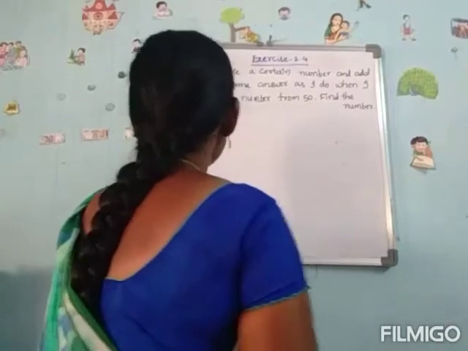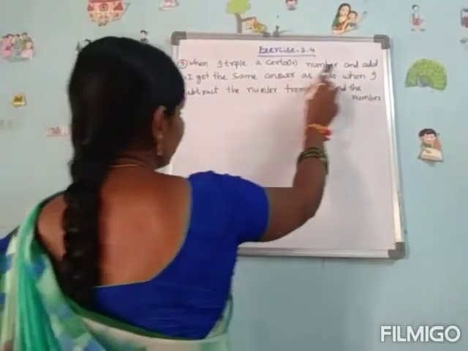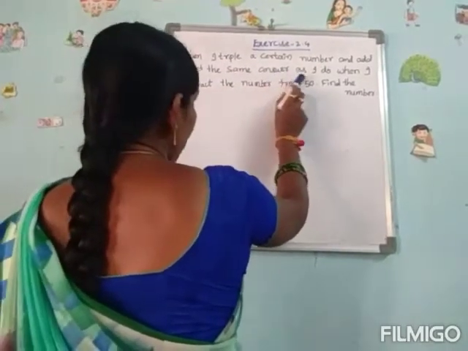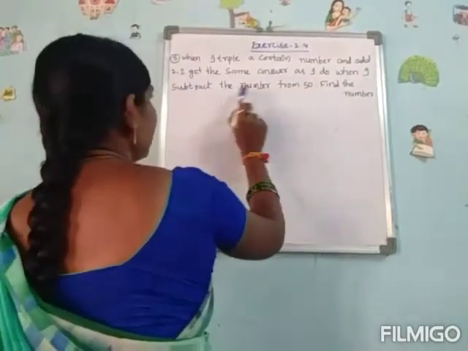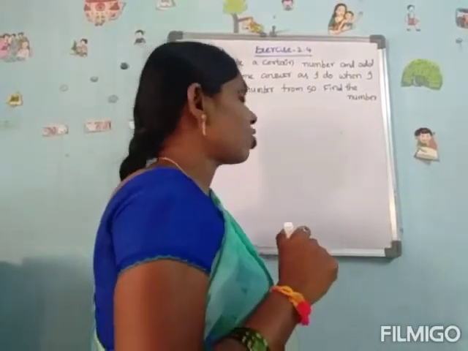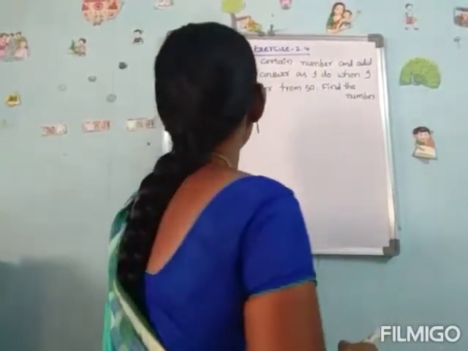Now I will explain the fifth question. When I triple a certain number and add 2, I get the same answer as I do when I subtract the number from 50. So find the number. It is a logical question. First understand it carefully.